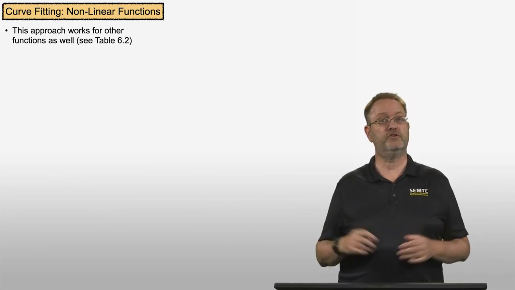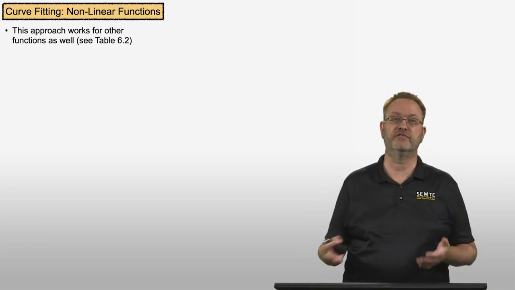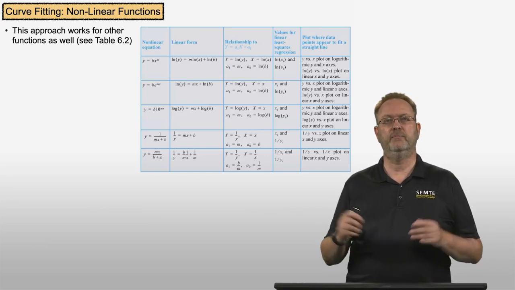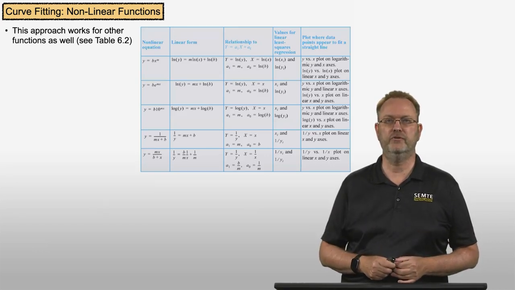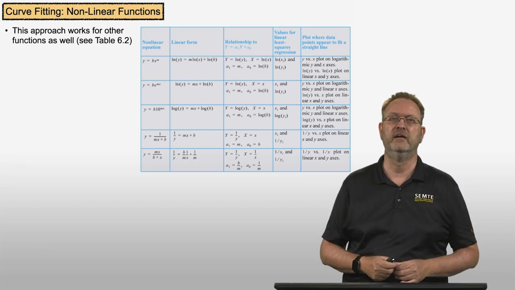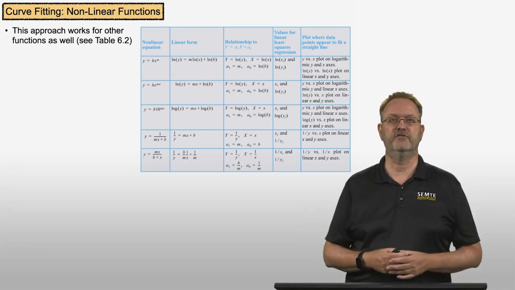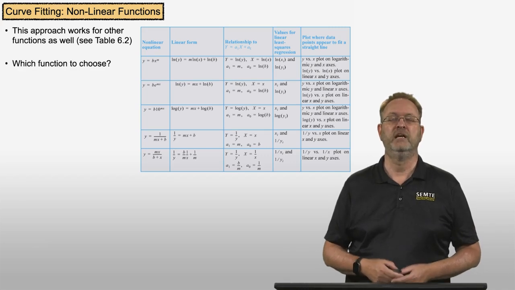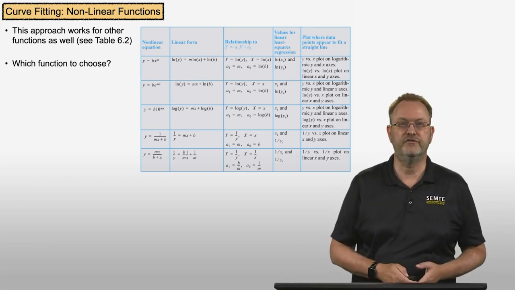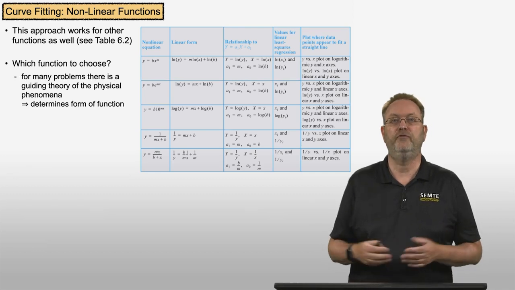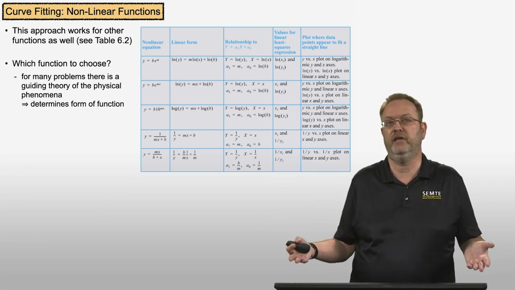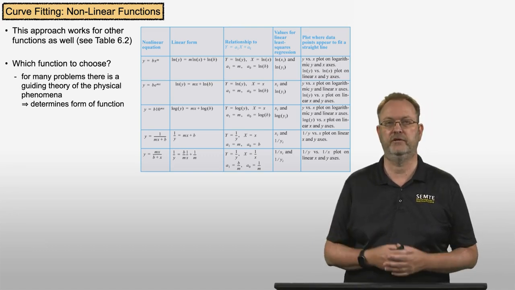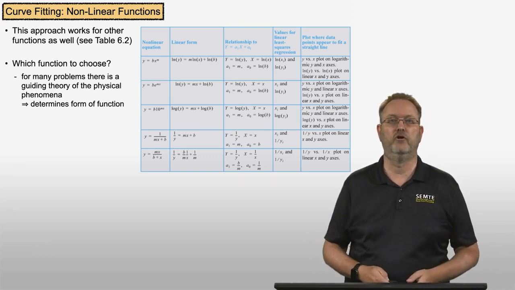Now, this approach works for other functions other than just the power function. And in the book, there is table 6.2 that lists in the first column the nonlinear functions where this coordinate transformation approach can be applied. Now, which one of these functions should you choose? Well, for many problems, there is a guiding theory of the physical phenomena that you're trying to calculate. And that determines then the form of the function.